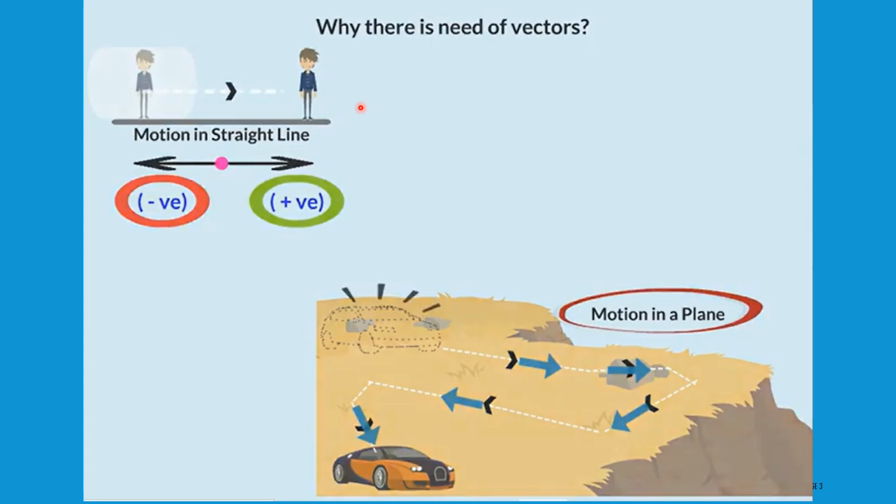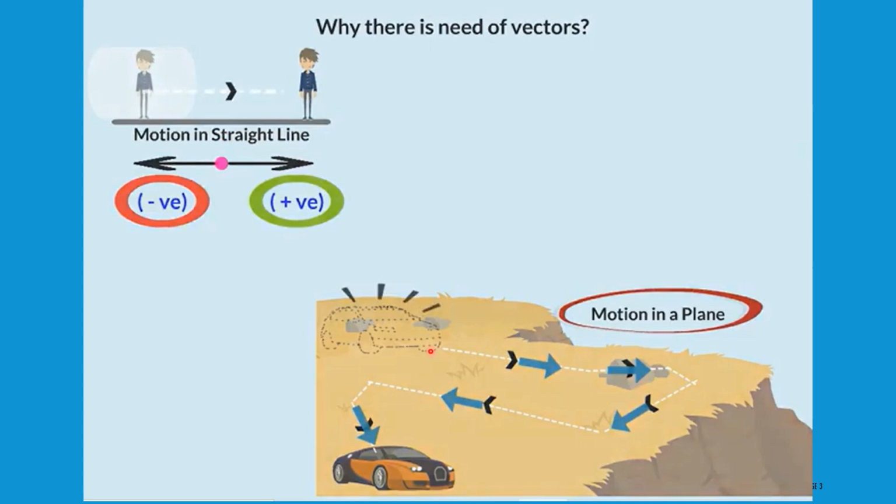Why is there a need of a vector? Let us study why we need vectors. Consider motion in a straight line. This boy is moving in a straight line. If the boy moves forward, then we will consider it as positive. If the boy moves backward, we will consider it as negative. Here in motion in a straight line, whether he is moving forward or backward is indicated by a vector. Vector gives the direction.